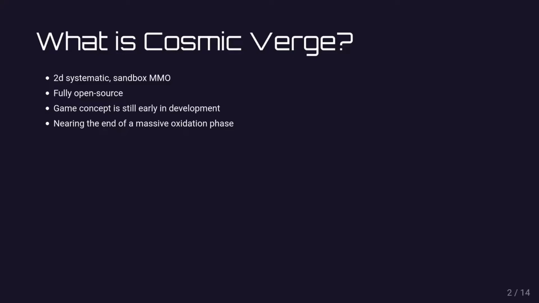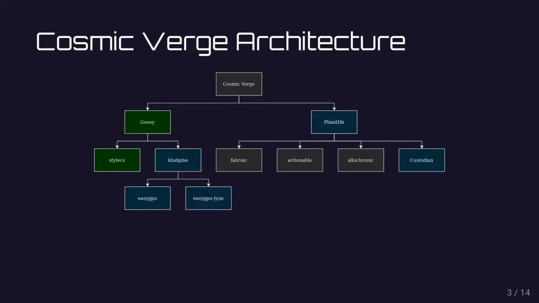So Cosmic Verge is going to be a 2D systematic sandbox MMO. It's fully open source. The game concept is still in early development, and we basically have been undergoing a long oxidation phase where we've been rewriting our own database engine and various other parts, which means that we're very, very Rust focused. From here, this is our current architecture diagram with all the crates that we're maintaining and developing for this massive project. There's a new one there, GUI and Style CS, that I'll talk briefly about. And all the other ones that are colored blue have been updated in some fashion this month.